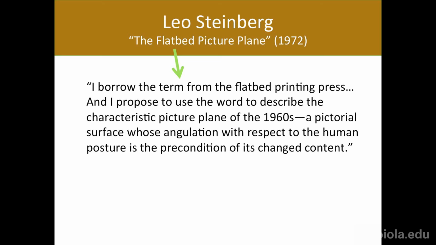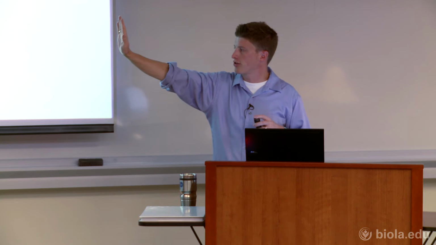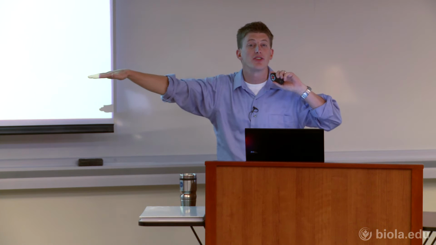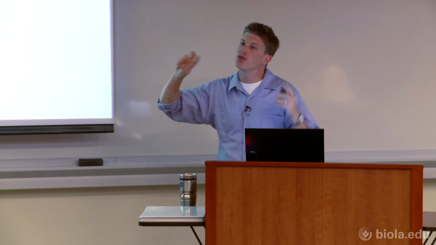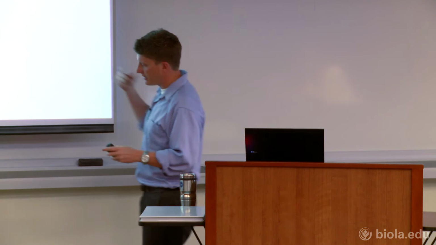In other words, primarily what this essay is going to be, the main image that runs throughout this essay, is the shift from the picture plane that Greenberg is talking about, which is a vertical thing, to a flat picture plane. A horizontal picture plane, not flat, horizontal. And he's going to use that as a metaphor for describing two different ways of thinking about art making in general, the difference between the vertical picture plane and the horizontal picture plane. And that angulation with respect to the human posture is his central metaphor.